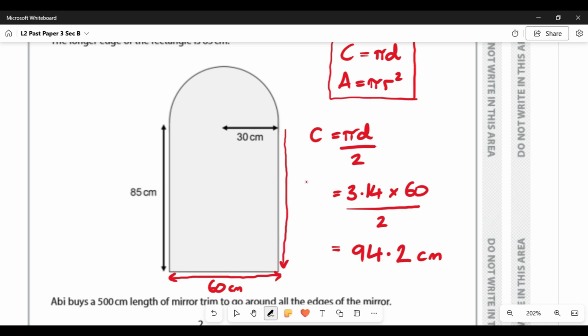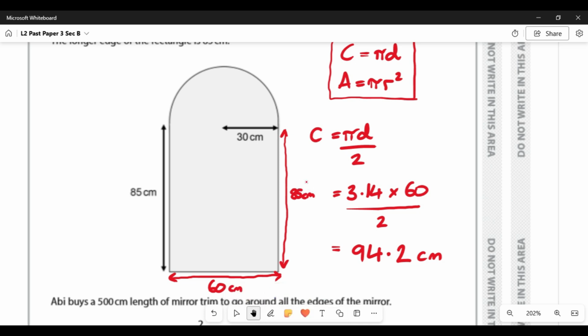which will be 85 centimeters. We'll have to add the 60 along the bottom and 85 along the left hand side as well. Don't be tempted to include the inside. Remember, we're not including anything in the inside, so we're not including this length here. It's just the outside, so just be careful. That's a very common mistake with this question.